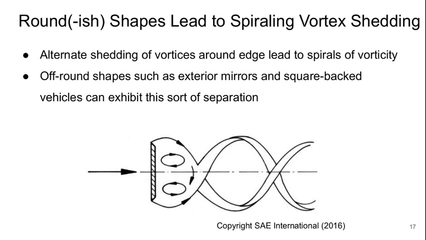Finally, if I have something that's not 2D and flat, but it's round or roundish, kind of ovalized or elliptic, you can get this spiraling vortex shedding. Basically you get circumferential movement where you have an alternate shedding of vortices around the edge that leads to these spirals of vorticity. Examples of where you'd see this on a car would be the exterior mirrors that are typically some kind of off-round shape. And also on the whole back of a very square-backed vehicle, you can get this kind of separation.